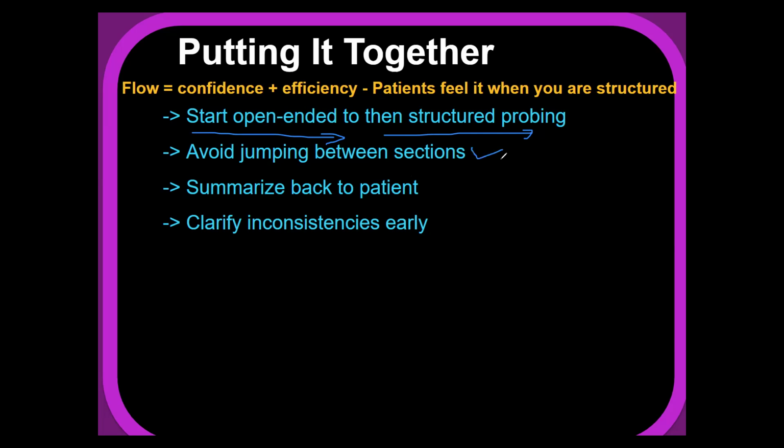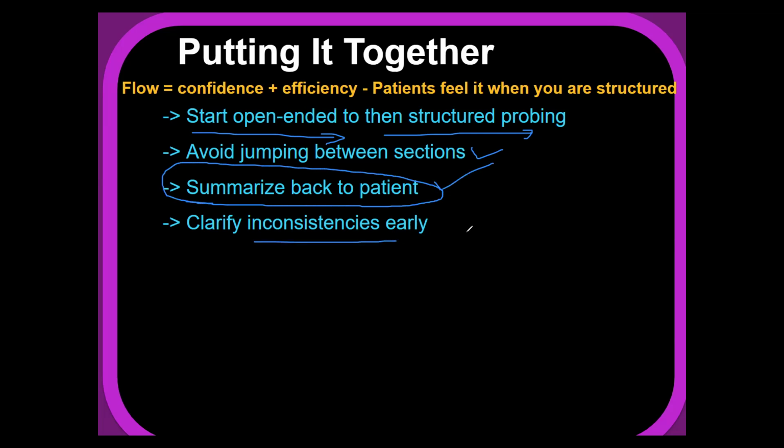Do not jump between sections. Cover chief complaints, then HPI, then associated symptoms and review of systems, then past medical history, then family history, then social history. Don't go to family history and come back to symptoms. I'm going to stop you during practice right where you do this. And at the end, make sure that you summarize to the patient.